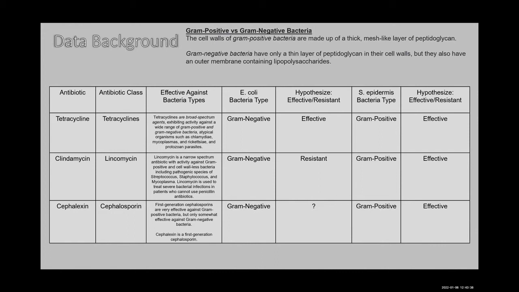Lastly, cephalexin is a cephalosporin. First-generation cephalosporins are very effective against gram-positive bacteria, but only somewhat effective against gram-negative bacteria. Cephalexin itself is a first-generation cephalosporin. So with E. coli being gram-negative, we can say that they are somewhat effective. So I'm going to put a little question mark for our hypothesis there. We're not quite sure. And for gram-positive bacteria like S. epidermidis, we should expect that the cephalexin would be effective.